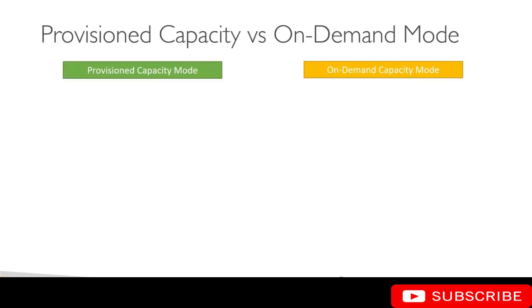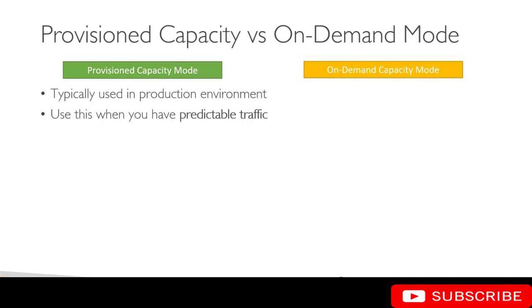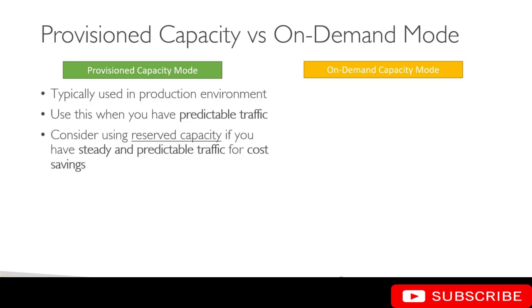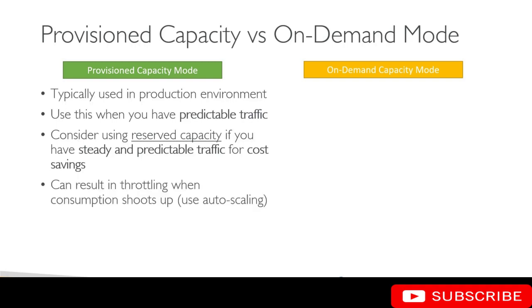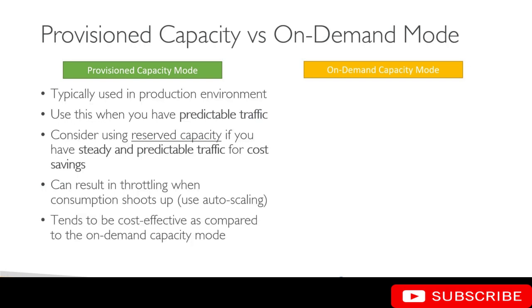Now, the provisioned capacity mode is typically used in the production environment, and you should use this when you have predictable traffic to your DynamoDB table. You can also use reserved capacity along with it if you have steady and predictable traffic, and this is going to give you a lot of cost savings. But remember that this can result in throttling if your consumption shoots up, but there is a remedy to it as well. You can use auto-scaling to reduce your throttling. And provisioned capacity mode often tends to be cost-effective as compared to on-demand capacity mode.